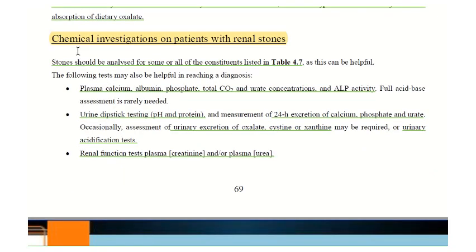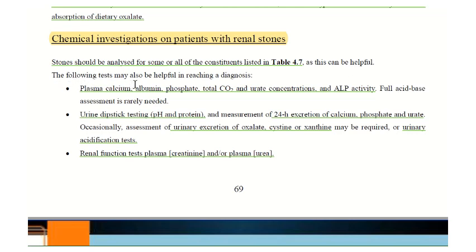الآن نتكلم عن موضوع chemical investigations on patients with renal stones. Stones should be analyzed for some or all of the constituents listed in table 4.7. إذن the stones should be analyzed لبعض أو كل المكونات اللي اتكلمنا عنها listed في table 4.7, as this can be helpful.